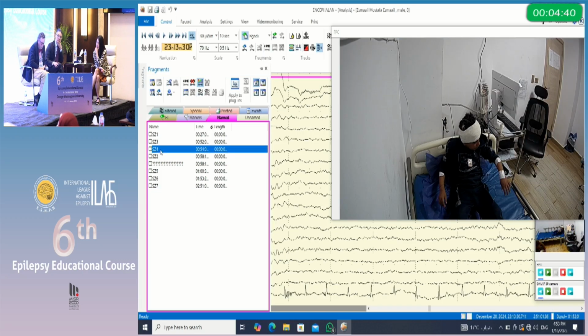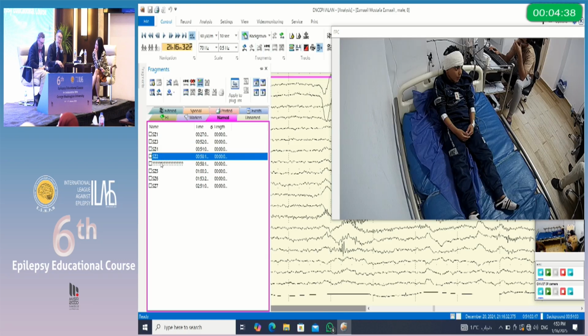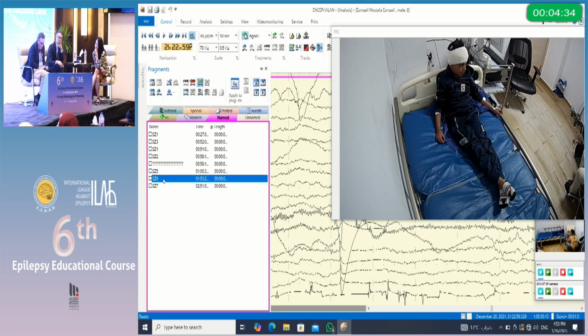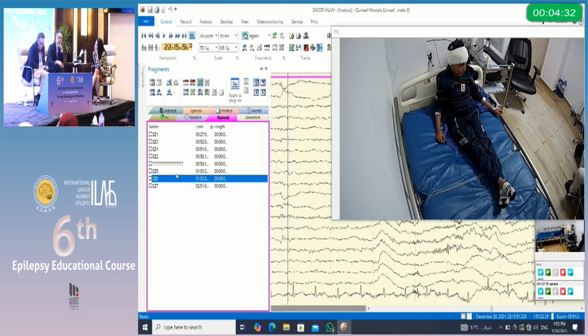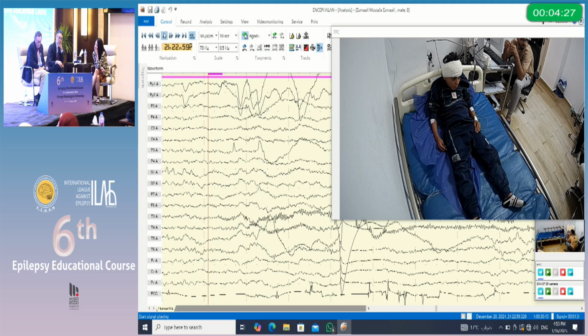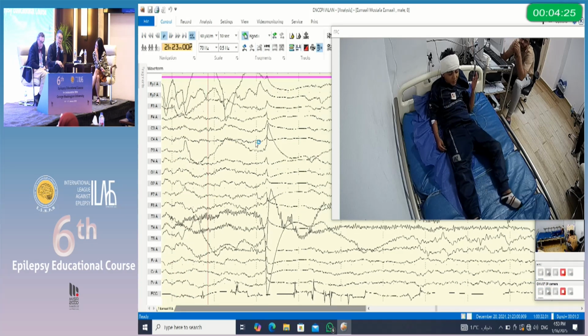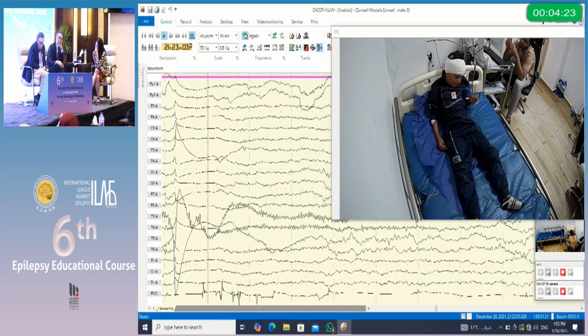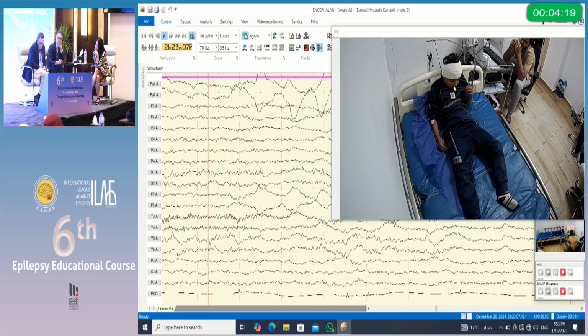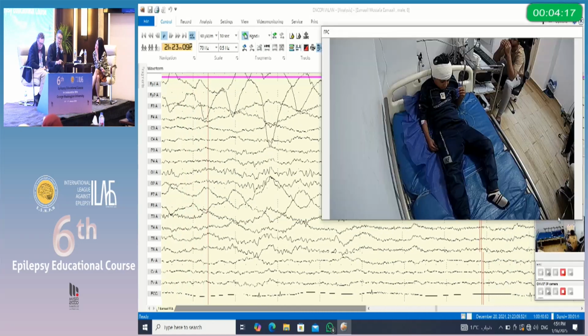I think seizure 4. No. 2. 5. 6. I was pretty sure it was 6. Anyways. You want to see the patient's face? Yes, no problems. One second. Sorry.